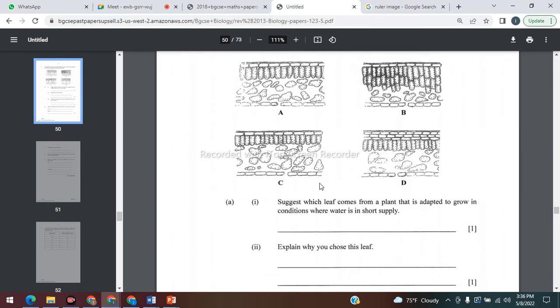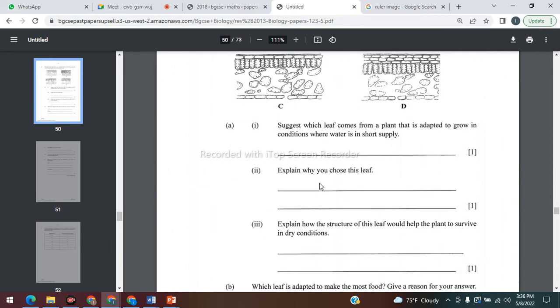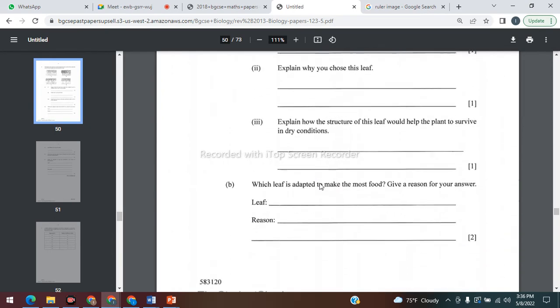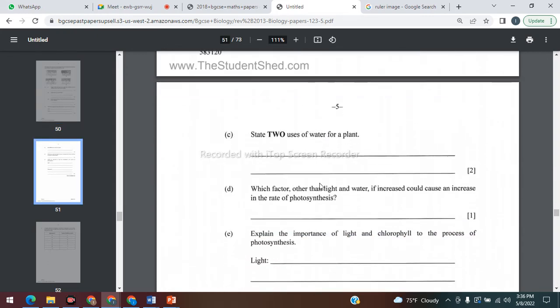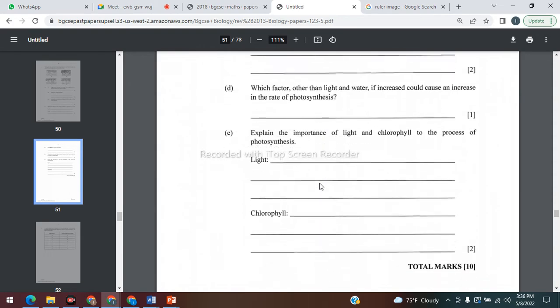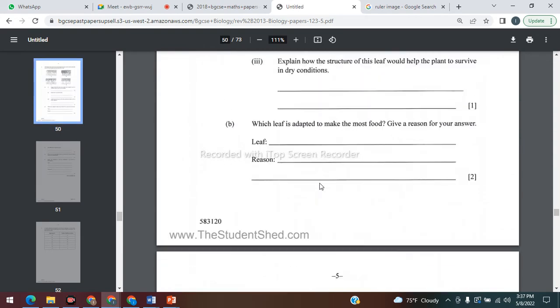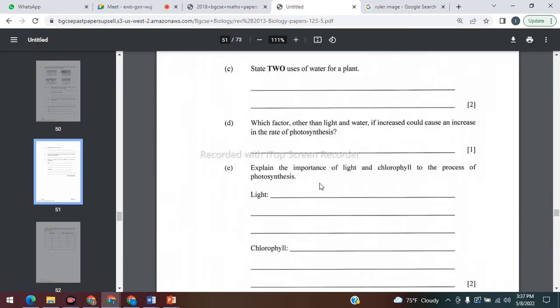Okay, number two is based off of plants, right? All right, let's tackle this. State two uses of water in plants. Which factors other than that? It's moving fast. I'm just looking at the questions and seeing what they're opposing.